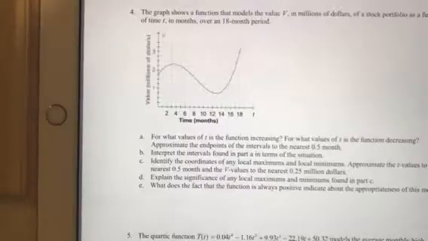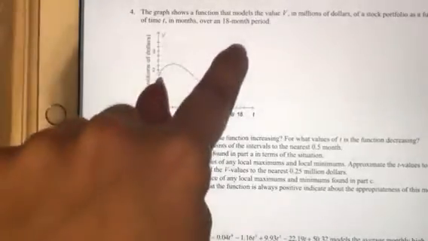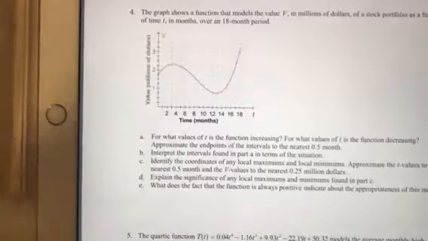That's an interpretation. Explain the significance of any local maximum and minimums found in Part C. So again, we're going into high points and low points of the stock, although after 18 months, that really is the highest point out of the 18 months. So you just come on and talk to me about that.